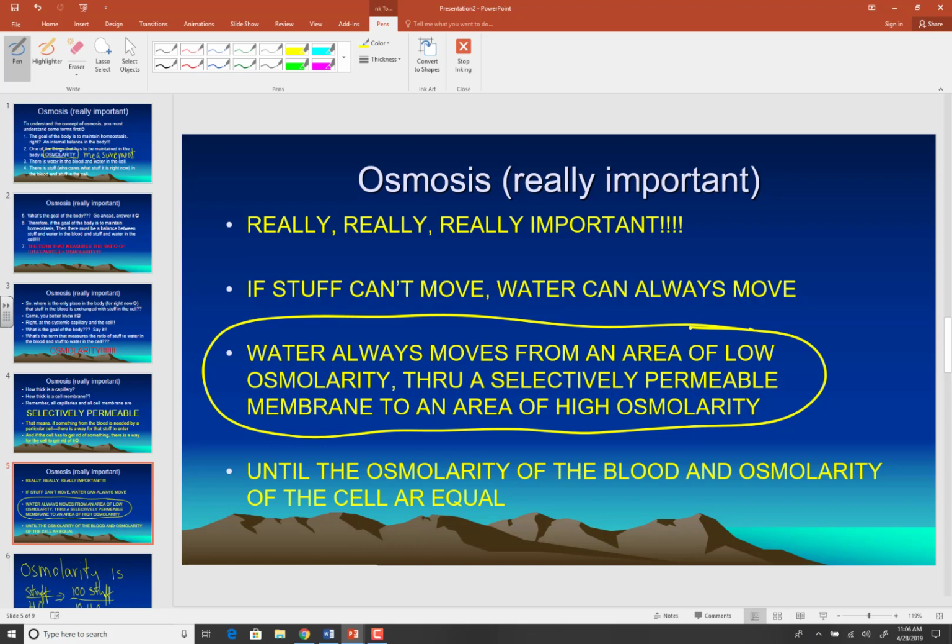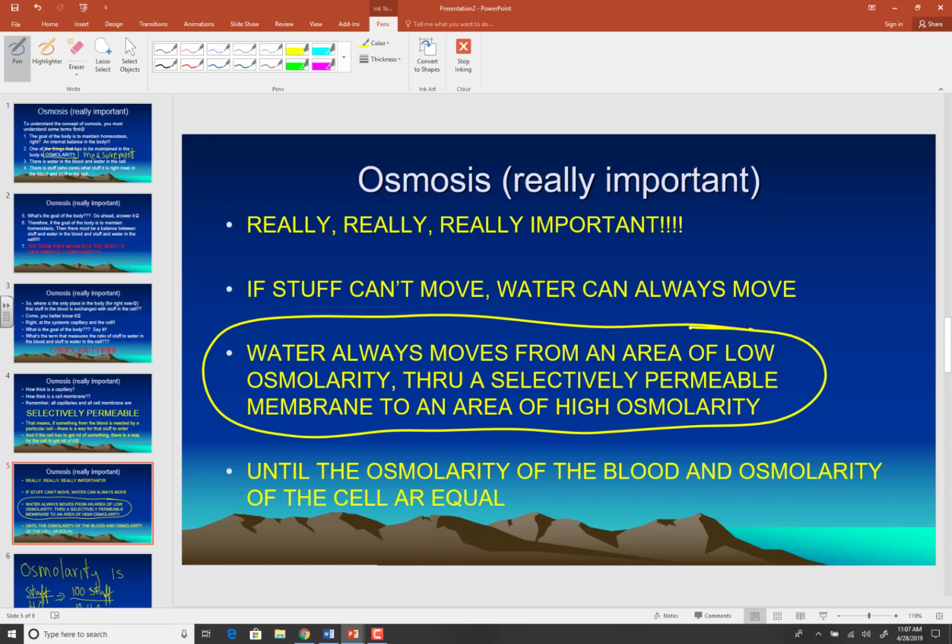So osmosis is the movement of water. The only thing that osmosis is, is water. Everything else is diffusion. What's the only thing that osmosis is? Water. So osmosis is the movement of water from an area of low osmolarity to an area of high osmolarity through a selectively permeable membrane.